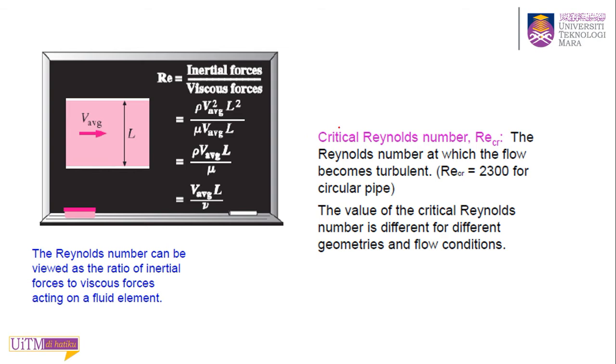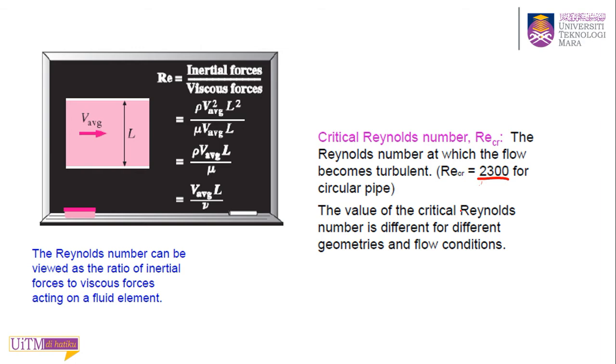This is for a circular pipe. For a circular pipe, the critical Reynolds number is 2,300. So when you calculate the Reynolds number and you get 2,200, that's still laminar flow. But when you calculate more than that, say 2,400, it means the flow has already become turbulent. Maybe it's still in transition, but it's not laminar anymore.